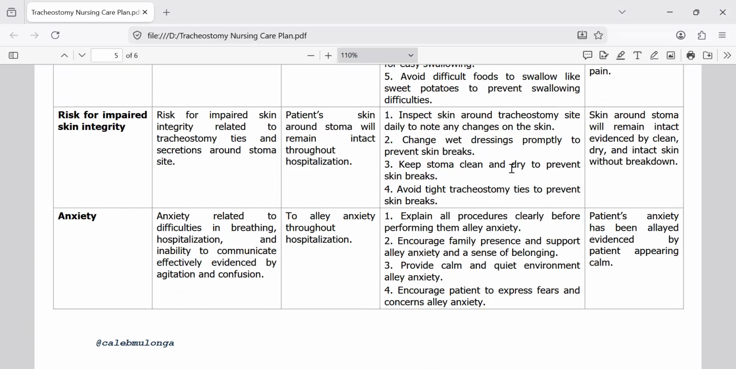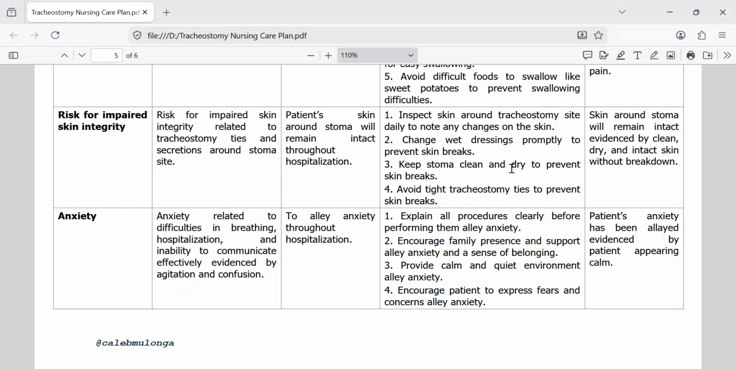Nursing diagnosis. Risk for impaired skin integrity related to tracheostomy ties. Remember, we are tying this tracheostomy tube and secretions around the stoma. So these things will cause some form of impairment or irritation on the skin. Risks do not have evidences. Risks on nursing diagnosis do not have evidence. Goal. Patient's skin around the stoma will remain intact throughout hospitalization. That is very clear. Remember, the goal has to be SMART.